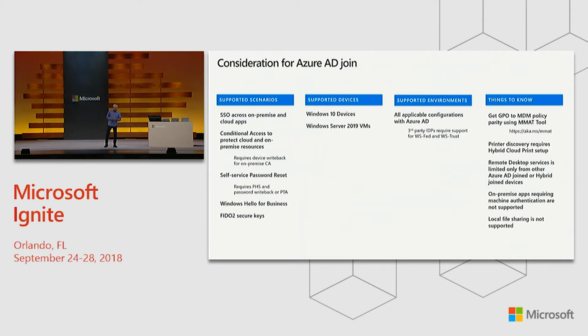In terms of legacy Win32 apps, we support those apps if they use NTLM, Modern Auth, or Kerberos, but we don't support them if they are using machine authentication. So that's something you also need to remember. Again, we don't expect that to be a very common scenario, but if you have an application that is using machine authentication, work on a strategy to migrate it towards Modern Auth, Kerberos, or NTLM type of authentication. And the last one is local file sharing, which is again an area we're trying to work through, and is not supported in the Azure AD join scenario.